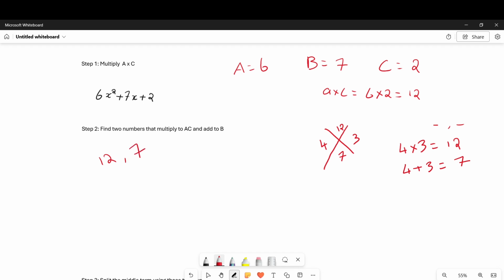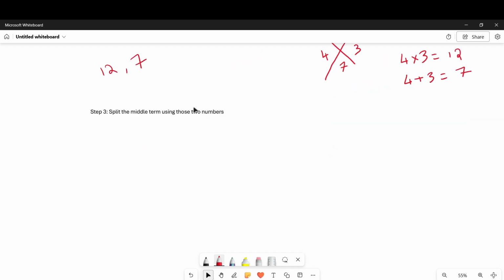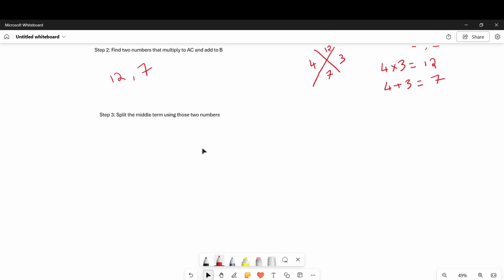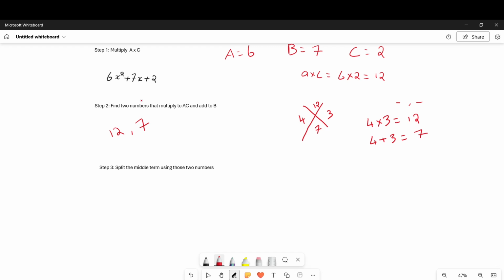Okay. Next, step 3 says split the middle term using those two numbers. So we can rewrite the expression here: 6x square plus the two numbers, 4 and 3, so 4x plus 3x plus 2. Okay, so we got an expression like this.